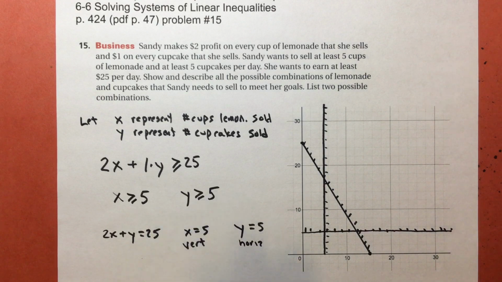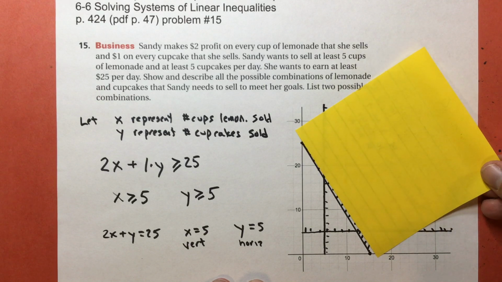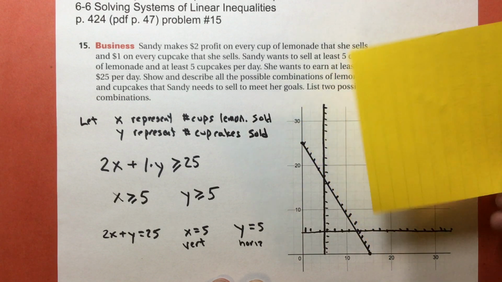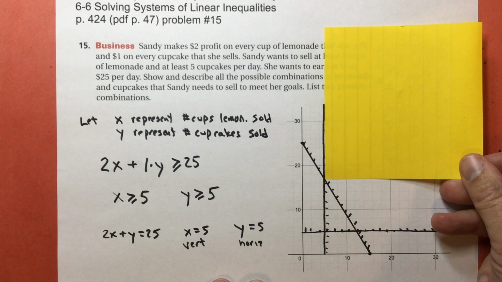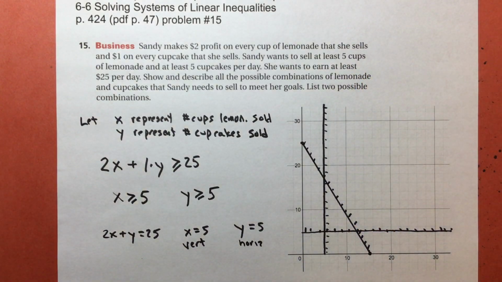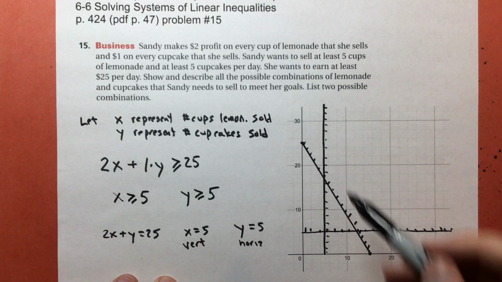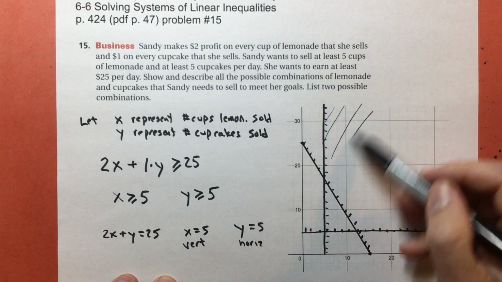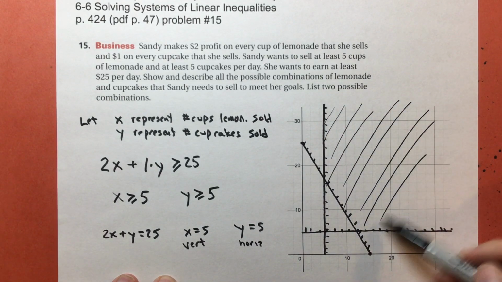All right, so now let's think about this. I'm trying to grab something here. This post-it note will work. I'm going to shade above that line that represents the money. I'm going to be on the right side of this line, and I'm going to be above this line. So my overlap region is going to be this area right in here.